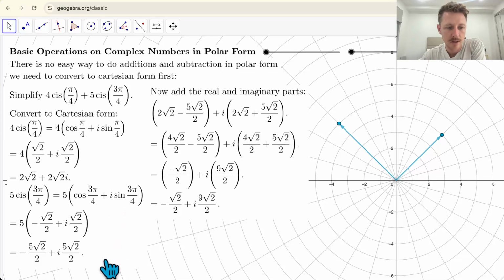Okay, similarly, we do the same thing here. 5 cis 3 pi on 4 becomes this business. And yeah, we do the same thing and we get negative 5 root 2 on 2 plus i times 5 root 2 on 2. Yep, that makes sense. Cos is negative root 2 on 2 over here, and sine is positive root 2 on 2. All right, then you add the real and imaginary parts. So you take the real component of the first one and add it to the real component of the second one. And then you do the same thing with the imaginary components, and you'll get this.